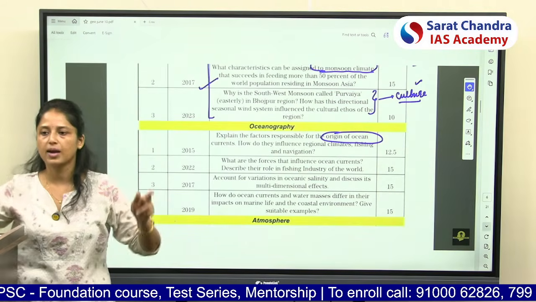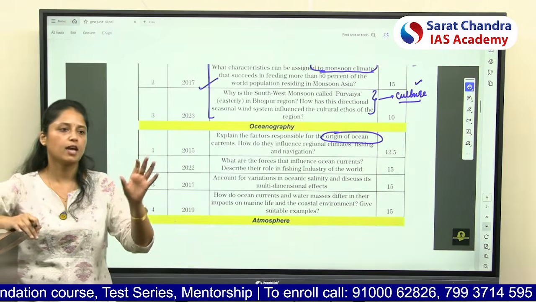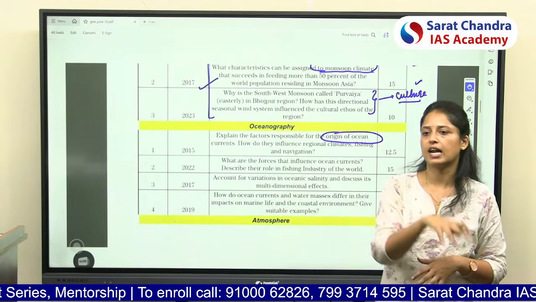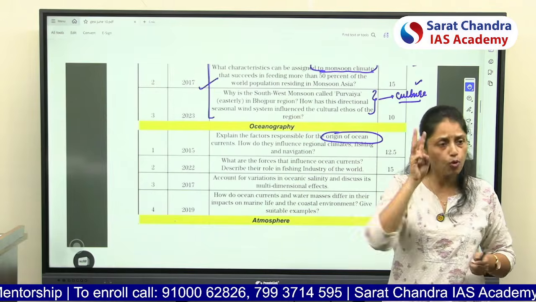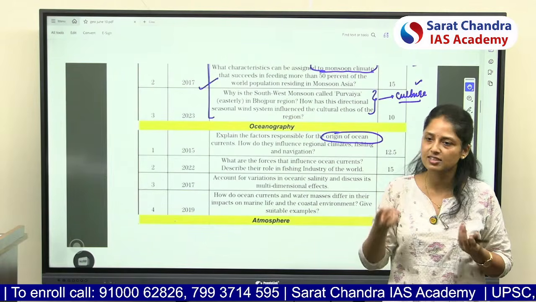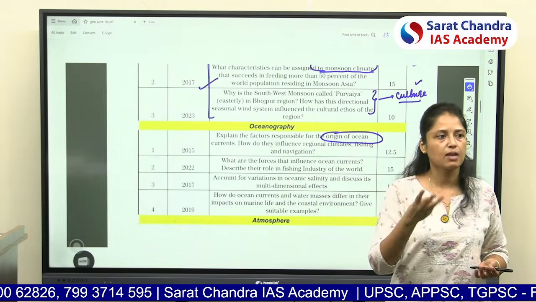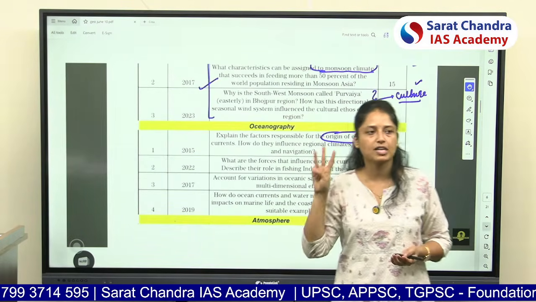You make a world map. In world map you locate what type of resources are available in Indian Ocean, what type of resources in Pacific Ocean, Atlantic Ocean, all these things. So only 3 type of questions can be asked. So this is very easy for you. You don't have to go deep in any topic. So please tell me what 3 topics can be asked from oceanography?